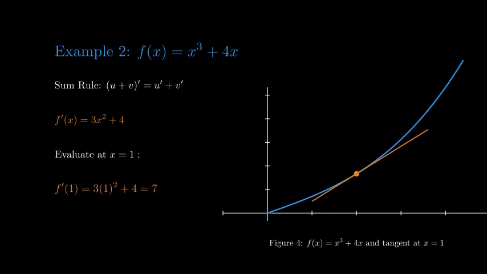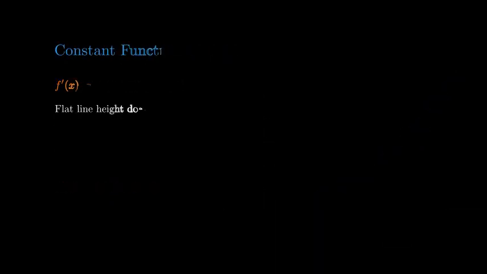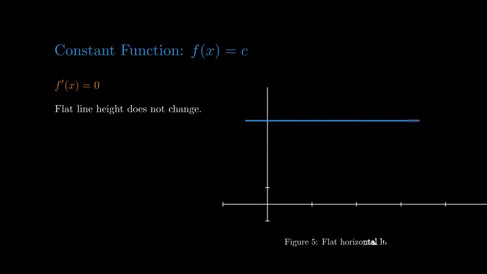Finally, consider a constant function, such as f of x equals 5. Because a constant function is a completely flat horizontal line, its height never changes as x changes. Therefore, the slope is always 0, meaning the derivative of any constant is 0.